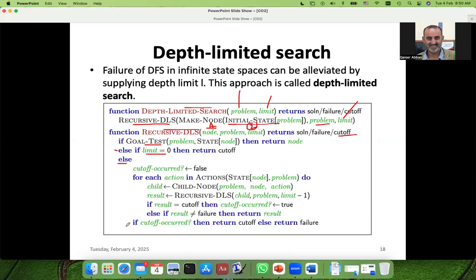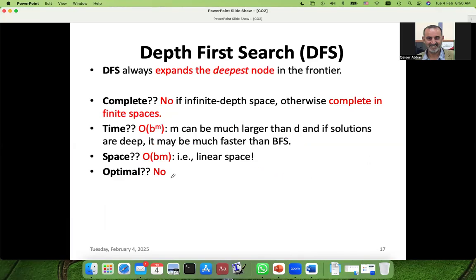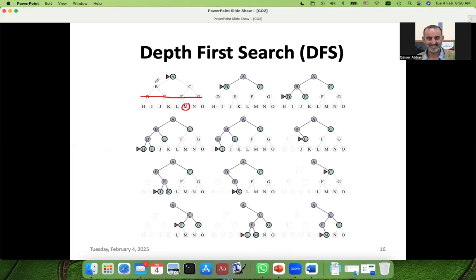And all these statements are under it. So first, what is happening here? Cutoff occurred is false. Okay, we are keeping it in memory that the cutoff is false. And then we have this loop for each action on that node. What is that node? Node is A. And how many actions are available on node A? According to the tree, 2 actions, B and C, are available.